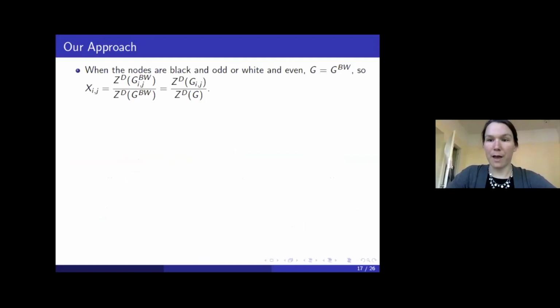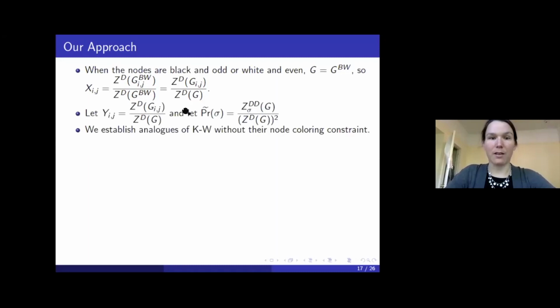So that leads me into the approach we took. Maybe the next observation is that with Kenyon and Wilson's assumption that the nodes are black and odd or white and even, G is just equal to GBW, so these terms Xij are just ratios of dimer counts of Gij over dimer counts of G. And so maybe the correct thing to do is just to make these ratios of dimer counts our matrix entries.